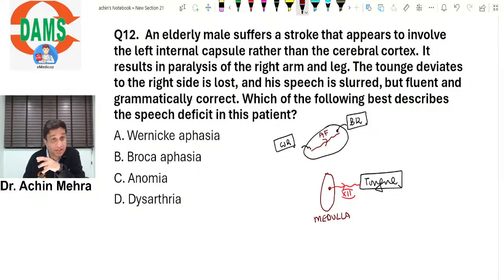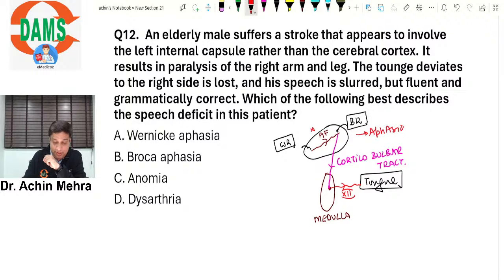The Broca's area, the word forming zone, is connected to medulla, the 12th cranial nerve nucleus, through a tract known as corticobulbar tract. Corticobulbar tract. So now if we have a damage in the cortex above, this is known as aphasia. While if you have a damage in the corticobulbar tract or the medulla, you name this as dysarthria.